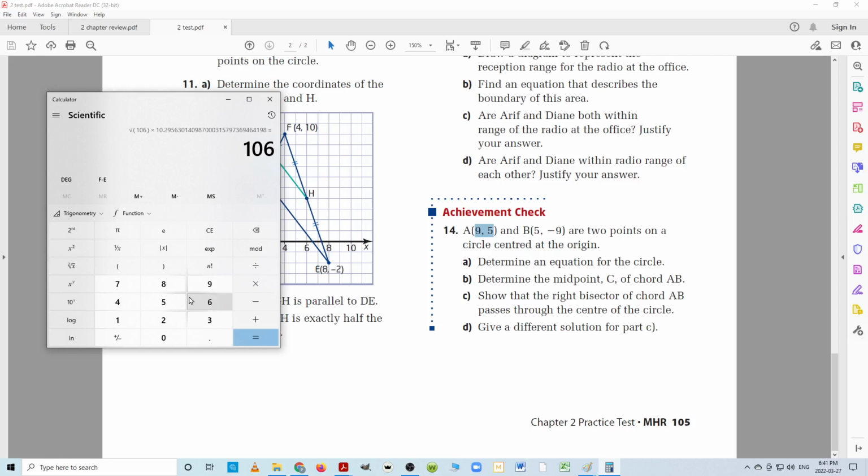If I add them together, minus 9 plus 5, oh, maybe not. It's a circle centered at origin. Determine the midpoint C. Well, the midpoint C, if it's between chord AB, should be the center of the circle. Show that the right bisector of chord AB passes through the center of the circle, which it would have to. Give a different solution for C. That's a stupid question.